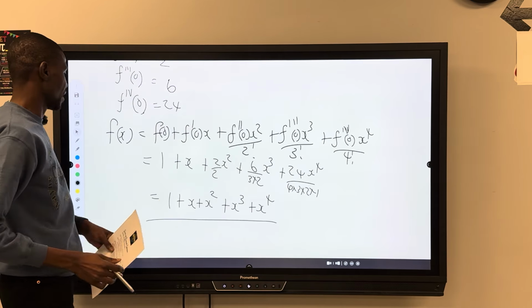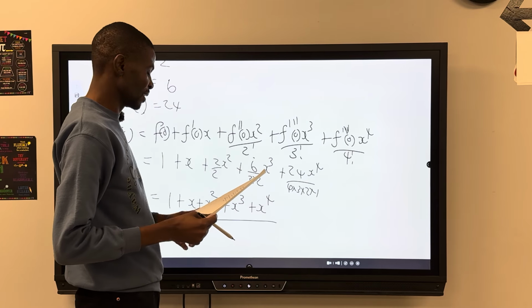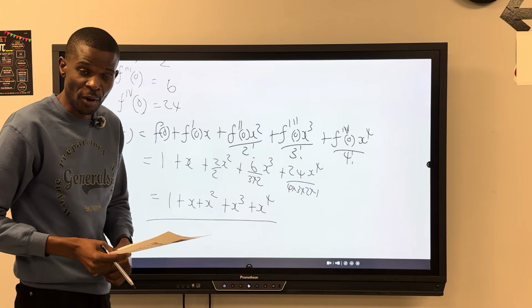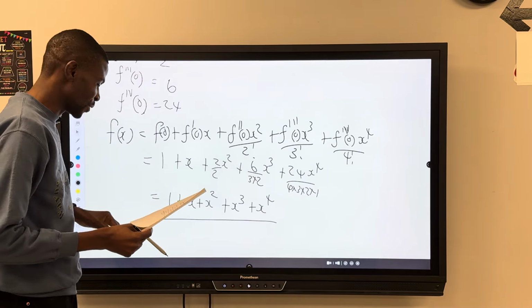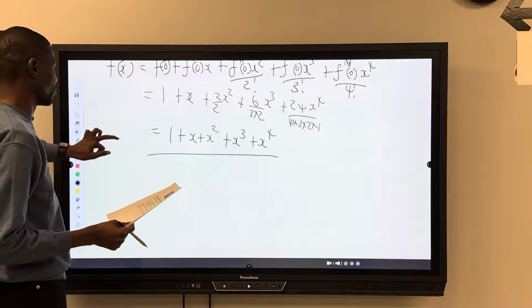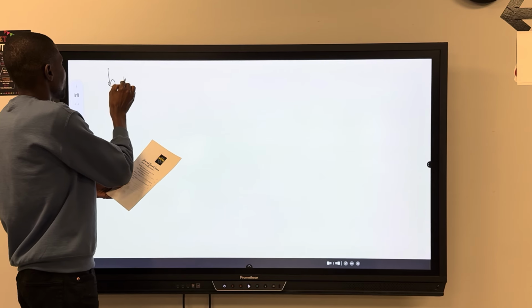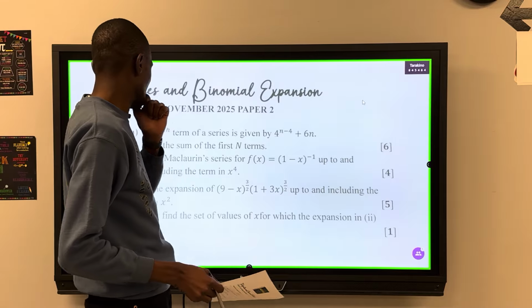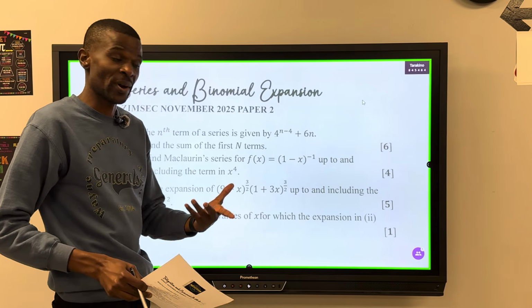So this is the Maclaurin series for that function up to and including the term in x to the fourth. Right, so now we are moving on to item number 2, which is the binomial expansion. So B item number 2. So on B item 2, right, we want to expand here up to and including the term in x squared.